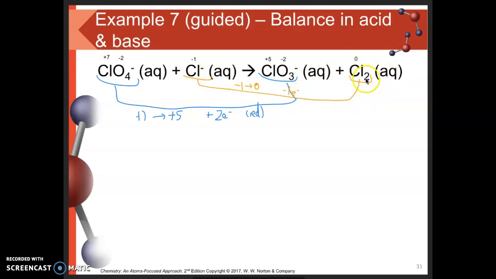There are 2 chlorines here in the products. There's only 1 here in the reactant. So we've got to clean that up a little bit. And so what that means is we need a coefficient of 2 on the chloride to make sure that we have 2 chlorines present here at the same time. And so that means I have 2 chlorines that are going through that conversion. And that means that the total charge is going to be 2 times -1, which would be a total net loss of 2 electrons.